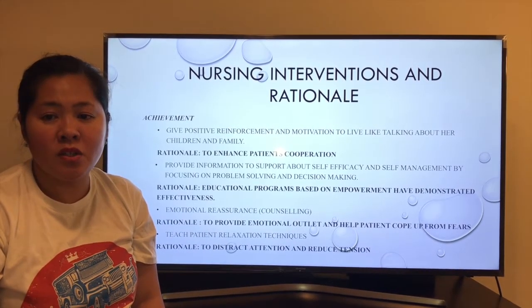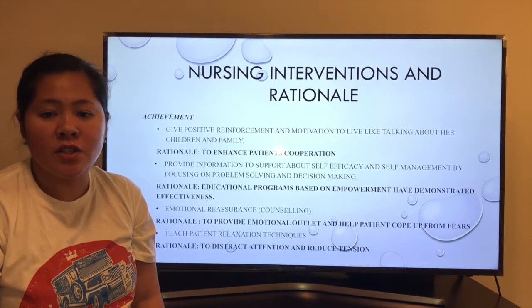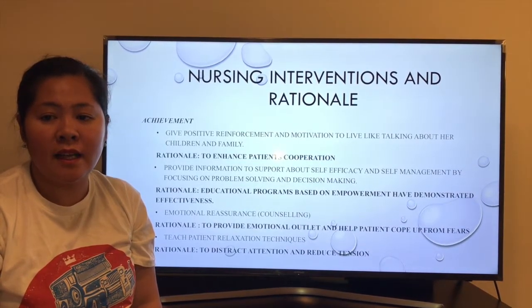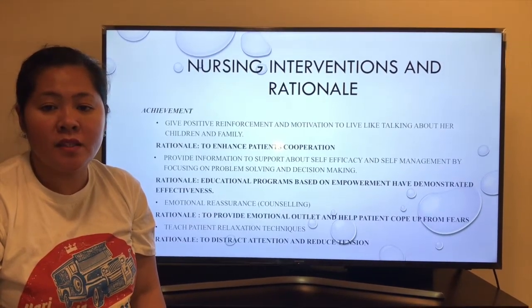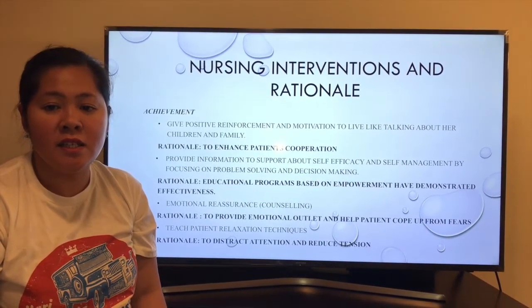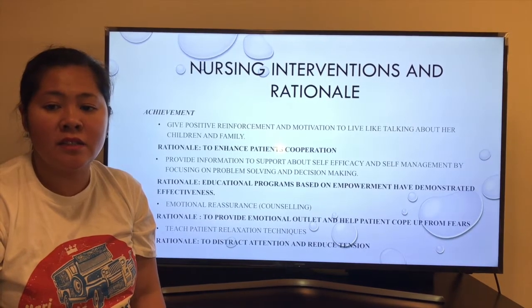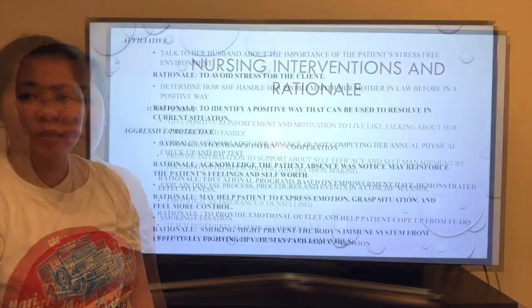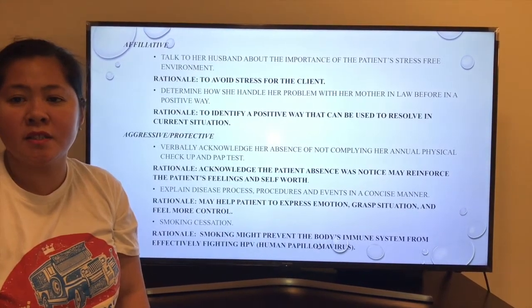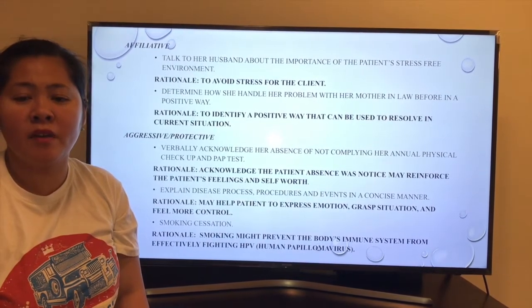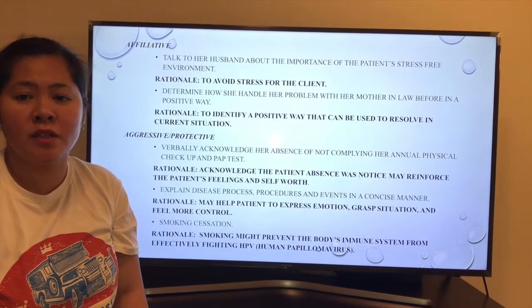Next, emotional reassurance like counseling. Rationale: to provide an emotional outlet and help the patient cope with fears. Next, teach the patient relaxation techniques. Rationale: to distract attention and to reduce tension. For affiliative, educate about the importance of a stress-free environment for the patient. Rationale: to avoid stress for the client.